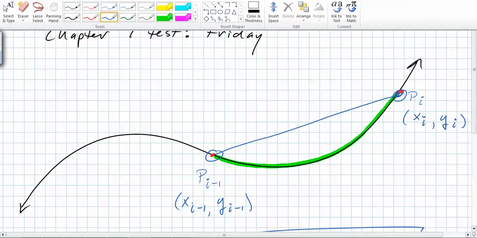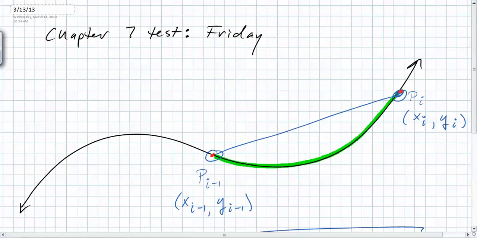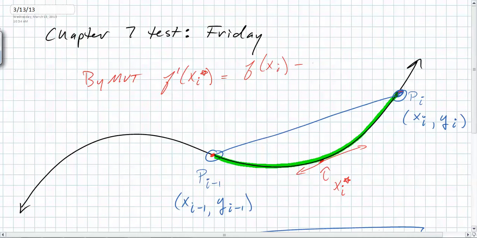Mean value theorem, you know that this exists. There's some x sub i star, and we know it's right about here, something like that, just by this picture. That right there is going to be x sub i star. And what do we know about x sub i star? By the mean value theorem, f prime at x sub i star is going to be equal to what? f of x sub i minus f of x sub i minus 1, all over x sub i minus x sub i minus 1.